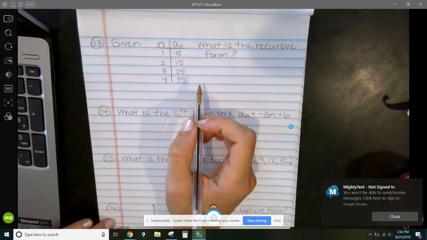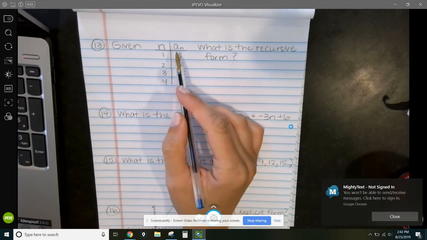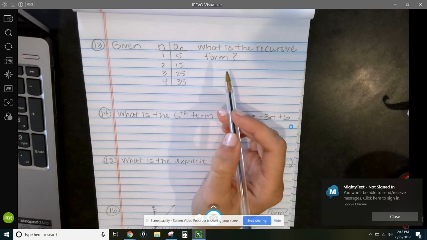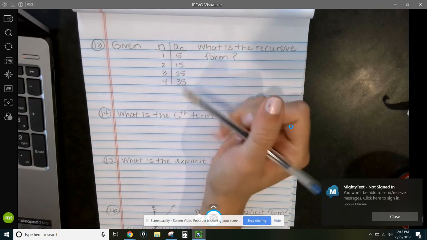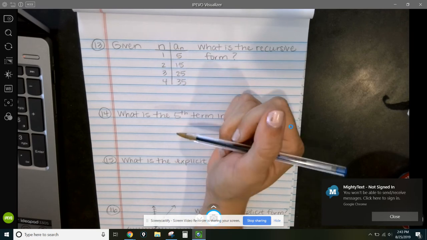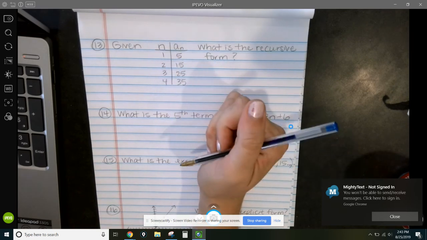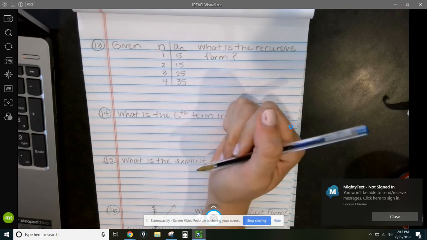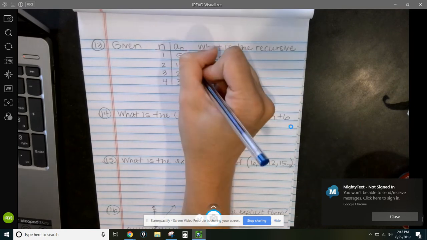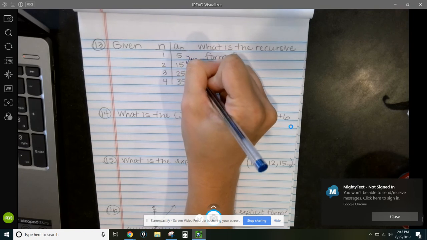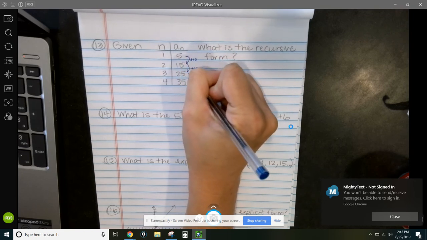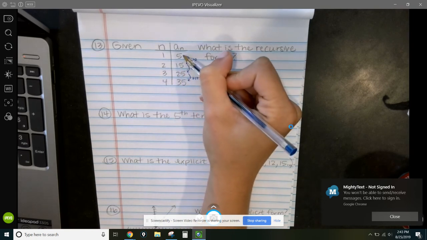All right, next one. So now they're going to give you a table, and you have to come up with the recursive form. So you have to figure out what is going on with this table. I put in 1 and I got out 5. I put in 2 and I got out 15. I put in 3 and I got out 25. So if you just examine the outputs here, it looks like I'm adding 10 every time, except I started with 5.